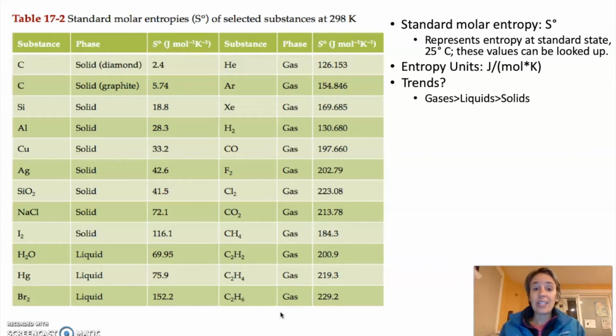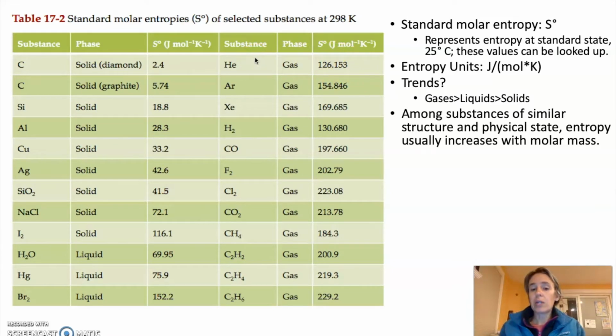I would say that even when we're comparing different substances, gases have a greater entropy than liquids, which are greater than solids. That's not true across the board. For example, if we compare bromine down here, which is a liquid at 298 Kelvin, it has a higher entropy than helium gas, at the same temperature.